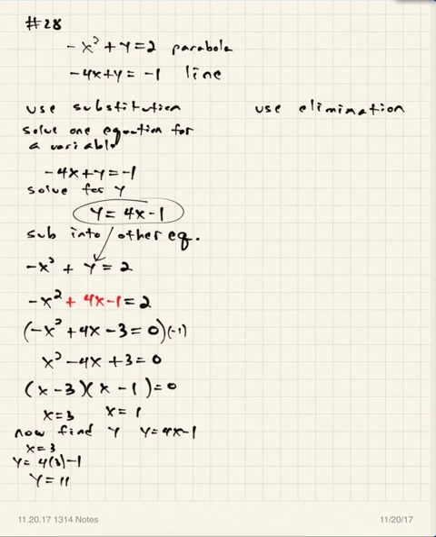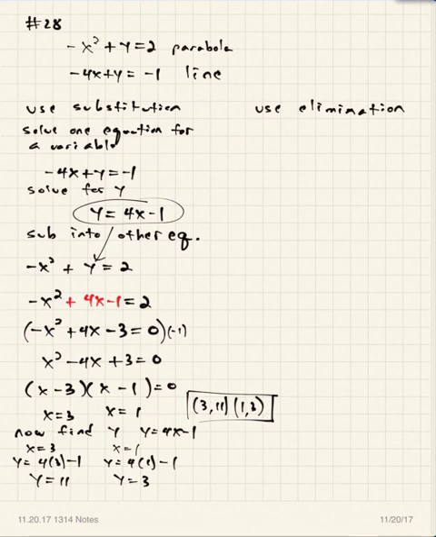And that's when x is 3. And when x is 1, I get y equals 4 times 1 minus 1, which is y equals 3. And so I get 2 points of intersection here, which agrees with what we thought about with the graph. I get the 2 points of intersection to be (3, 11) and (1, 3). And those are the solutions to the system. Those are the 2 places, the 2 points where these 2 graphs intersect each other.